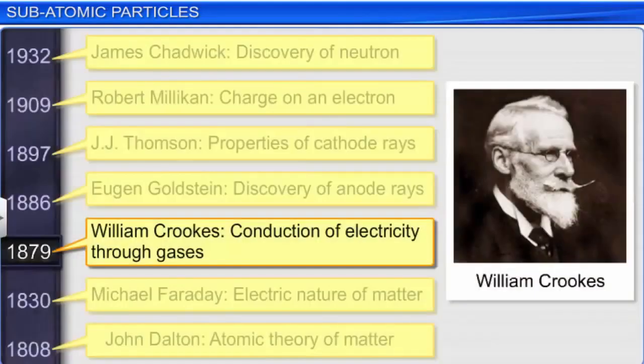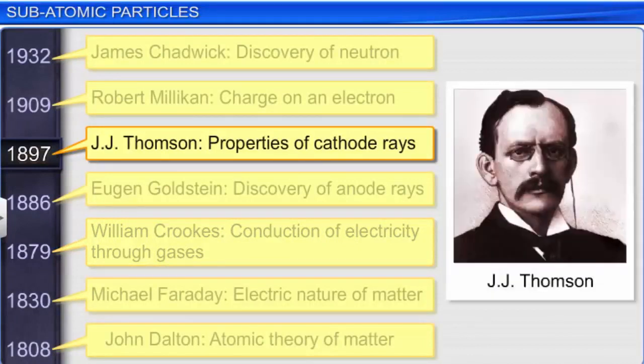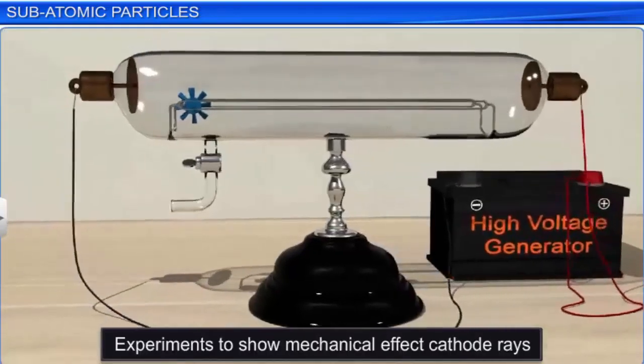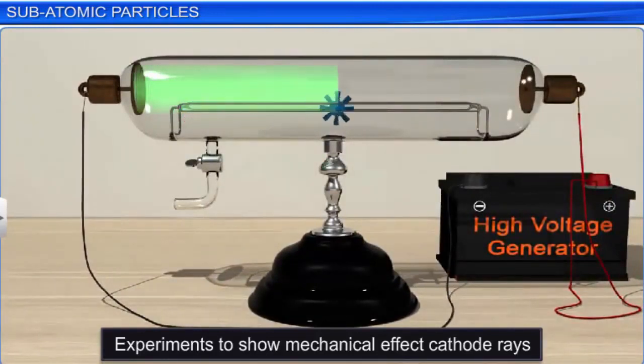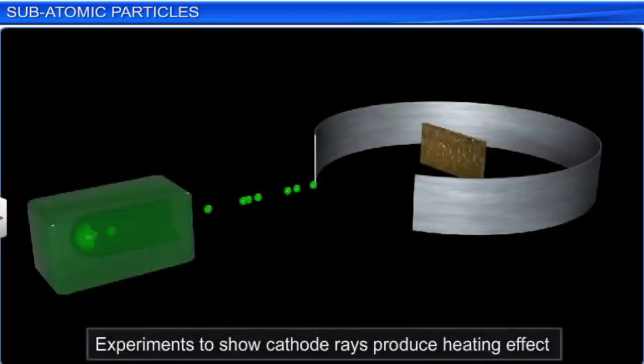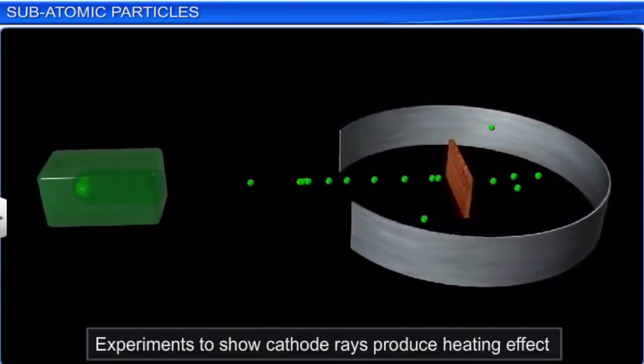Some other facts about the cathode rays were discovered in 1897 by J.J. Thomson and other scientists through a series of experiments. In one of his experiments, Thomson observed that if a pinwheel is placed in the path of the cathode rays, the ray caused the pinwheel to rotate. This implied that cathode rays are made of material particles that produced a mechanical effect. He then observed that if a metal foil is placed in the path of cathode rays, it becomes hot. This implied that cathode ray produced a heating effect.